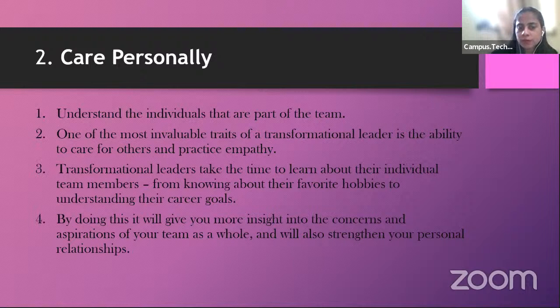They won't be rigid to changes. They will be flexible with the changes when they have a good leader who has a good individual bond with each and every member, and who has created a very friendly environment among the team also. So the second point says care personally if you want to be a transformational leader. First was clear vision. Second is care personally.